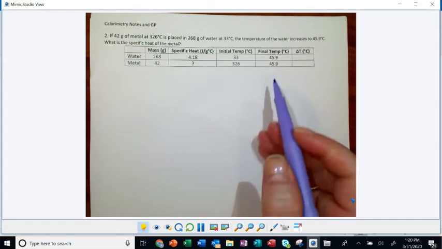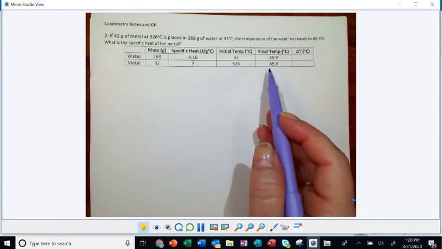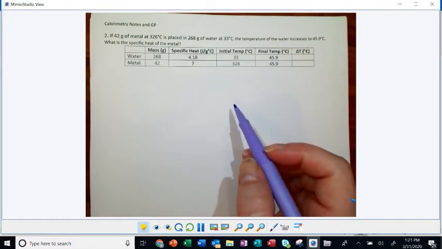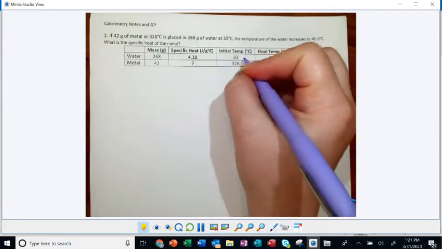So first things first is we're going to change these degrees Celsius into Kelvin by adding 273. So we're going to do 33 plus 273, and we get 306.